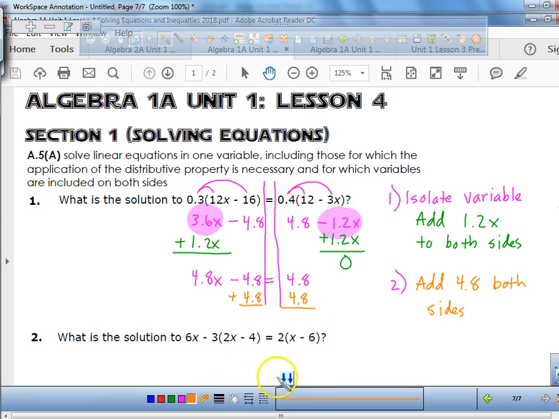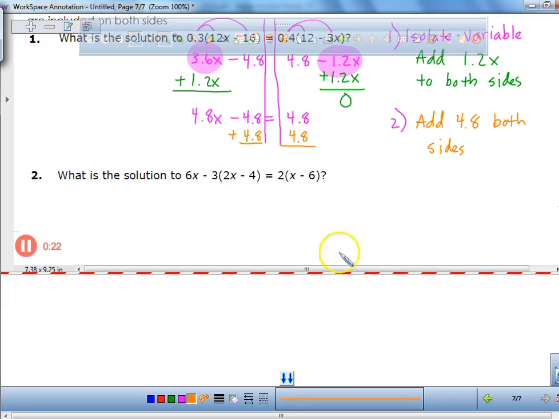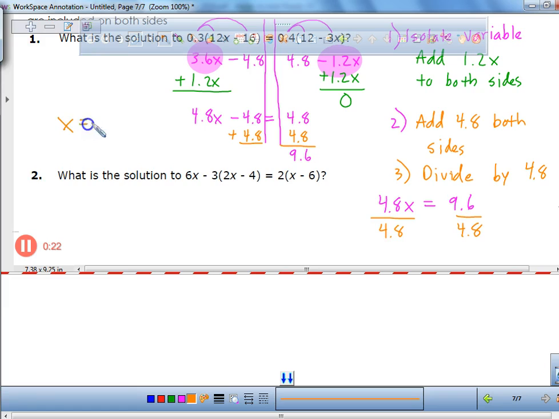And here's what you have left. I'm just going to move down over here. 4.8x equals, I know you guys are getting ready to leave, a total of 9.6. And what's the very final step that I need to do? Divide both sides by what? That's right. Divide by 4.8 on both sides. When you do that, you get x equals 2.